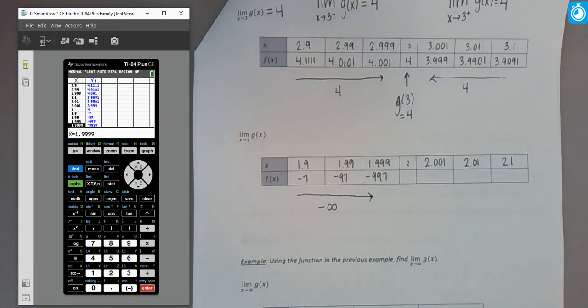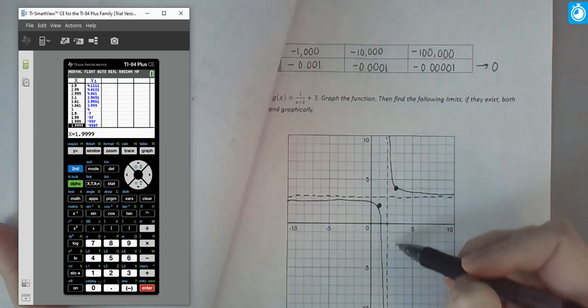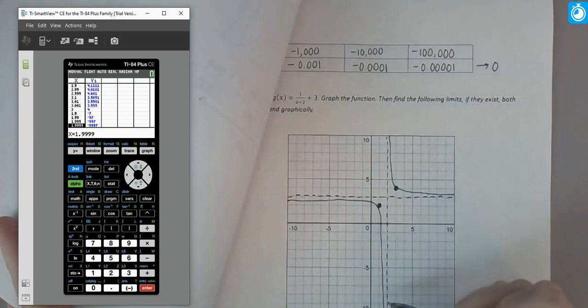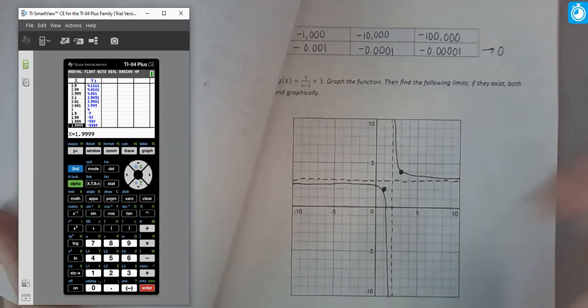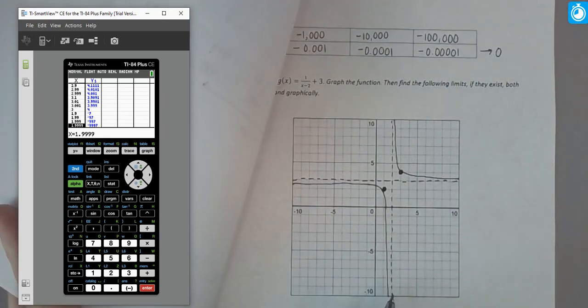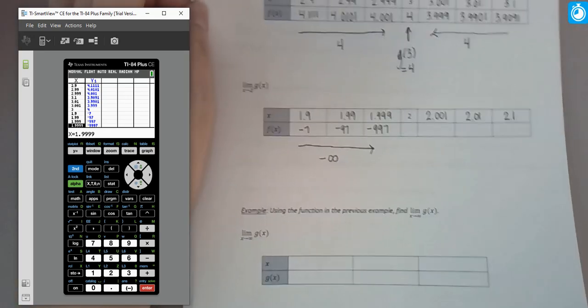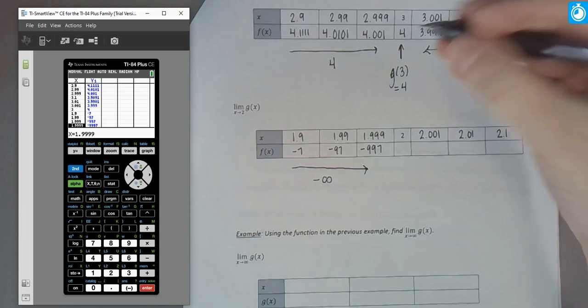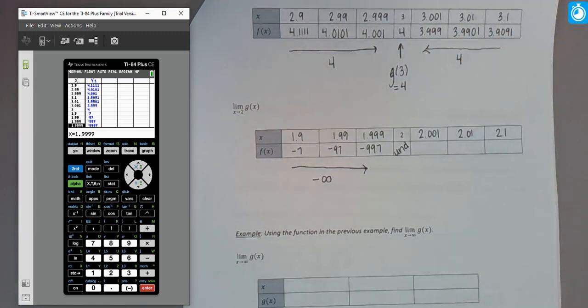Does this make sense with what we see on the graph? Let's see. So as we approach 2, what was significant about 2? Well, that was where we had our vertical asymptote. So as we approach 2 from the left-hand side, the y values are dropping down towards negative infinity. So it makes sense that we see those kinds of numbers. Now at 2, we know that it's undefined because that's where our vertical asymptote is. Again, we can verify that by typing in 2. And notice we get that error.